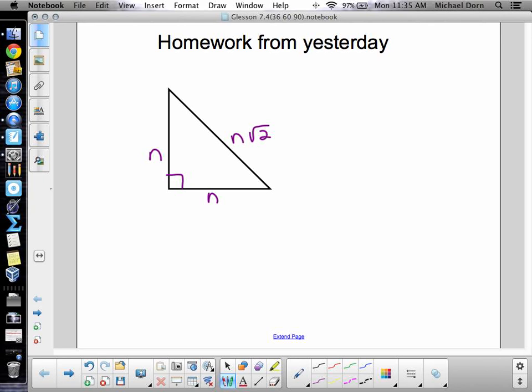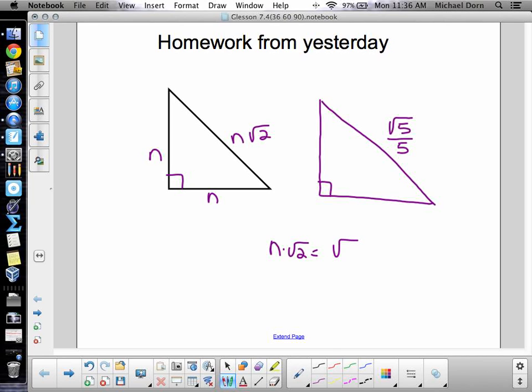So whatever triangle we have and however it's set up, for example, if we look at number 20, where we have root 5 over 5, I know leg times the square root of 2 has to equal root 5 over 5, or n times the square root of 2 has to equal root 5 over 5. Now, once I have that set up, all we have to do is the algebra to solve it. One of the tricks we have, in order to undo multiplication by the square root of 2, is to divide by the square root of 2.